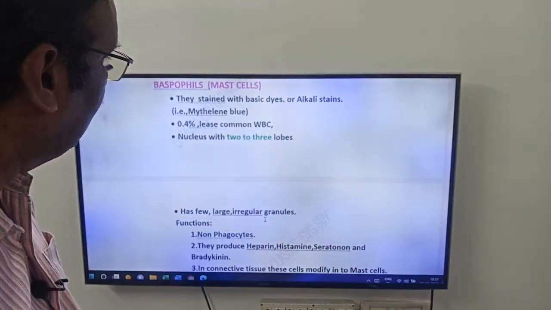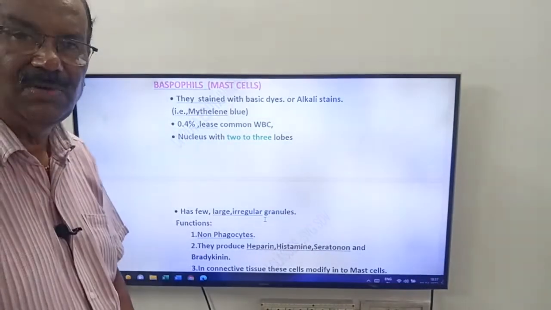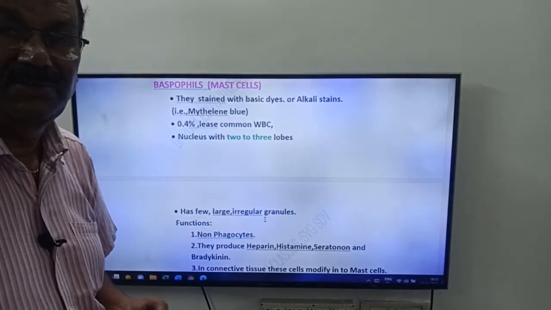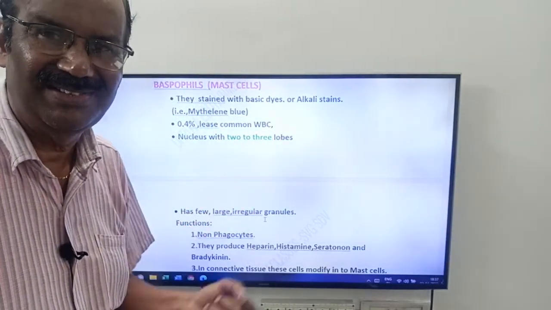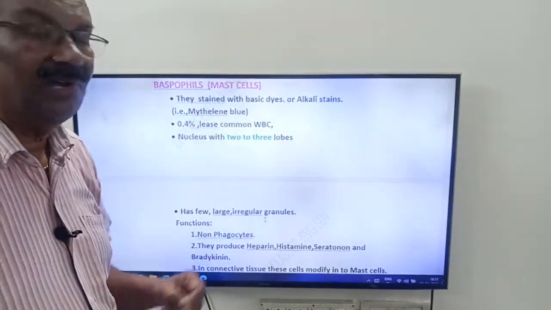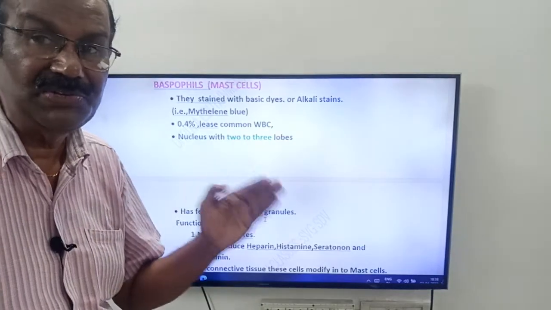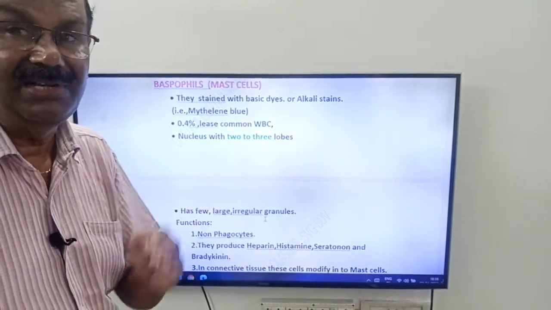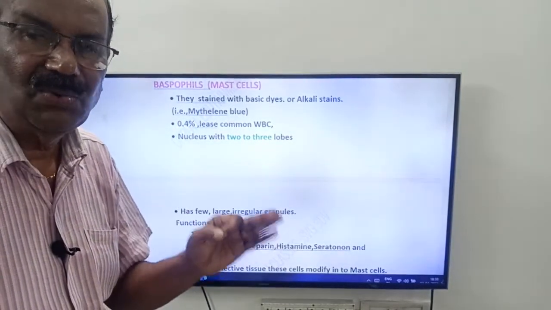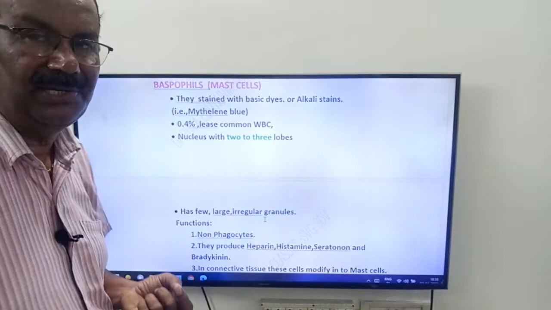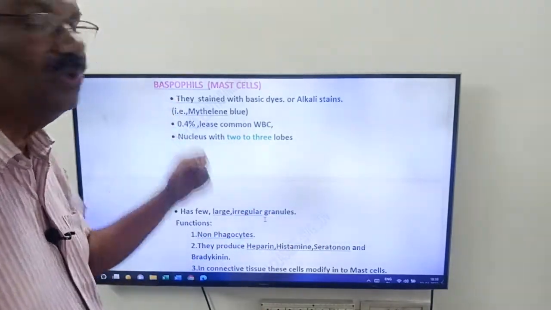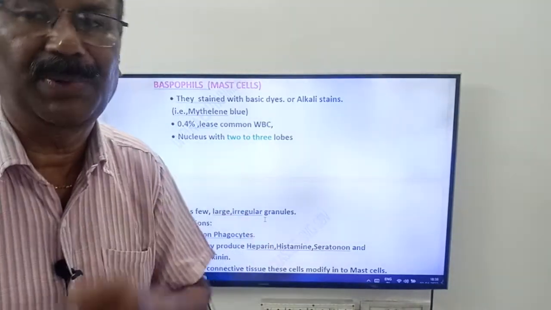Now come to the second type of white blood cells. What are they, friends? Basophils. Here one more word you have to remember: mast cells. Basophils stain with basic dyes or alkali stains. What is that stain, friends? Methylene blue. Next, what is their percentage? Just 0.4 percent. The least common WBC in the blood is what, friends? Basophils, only 0.4 percent.